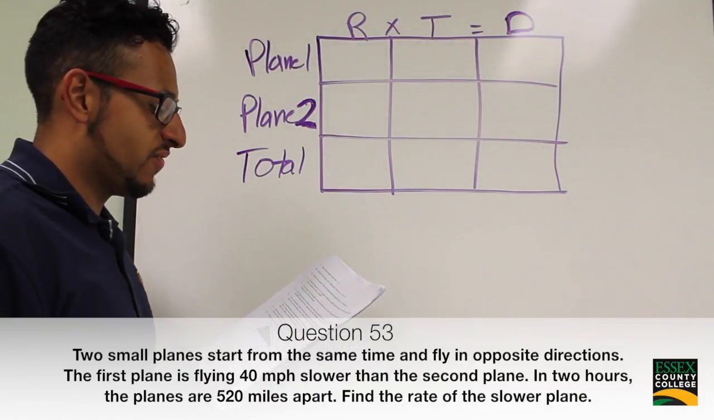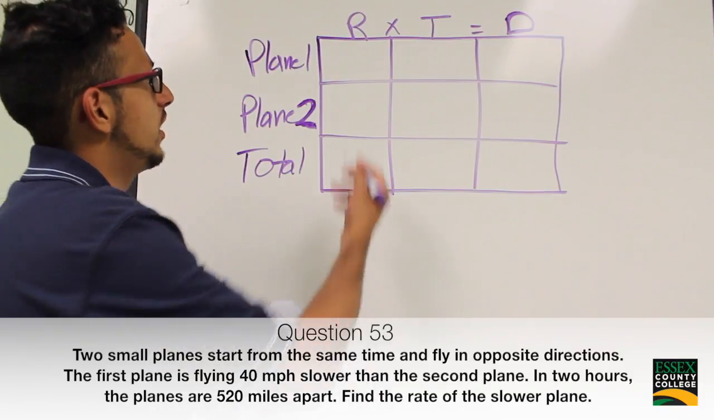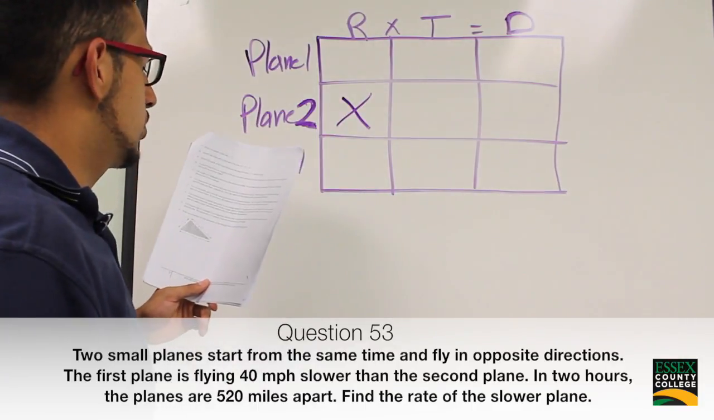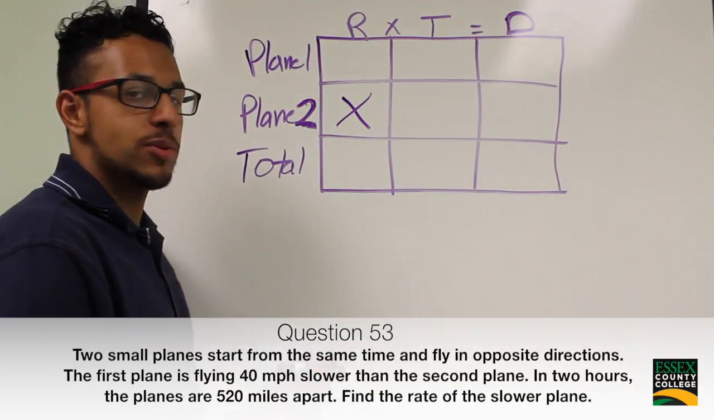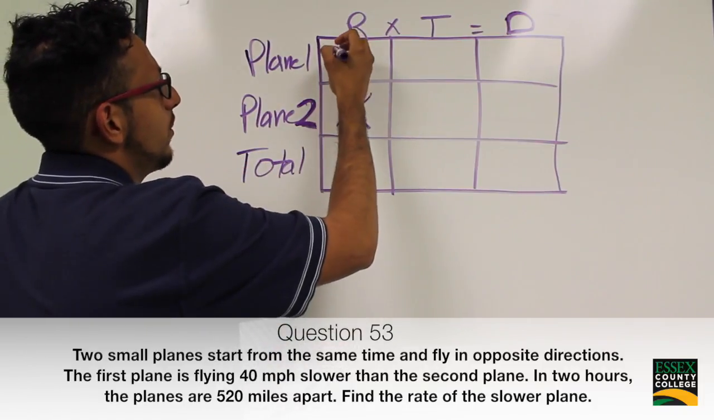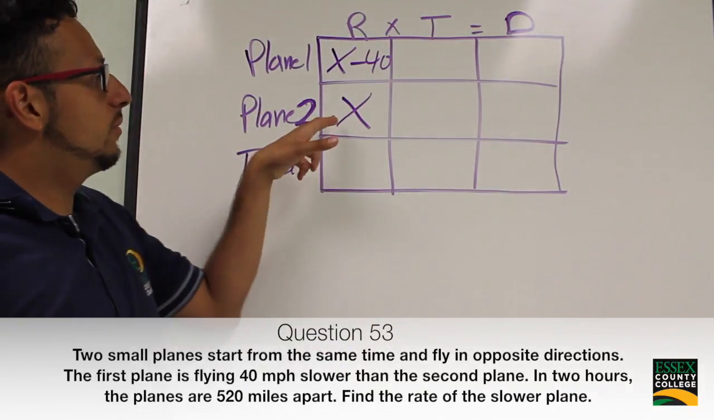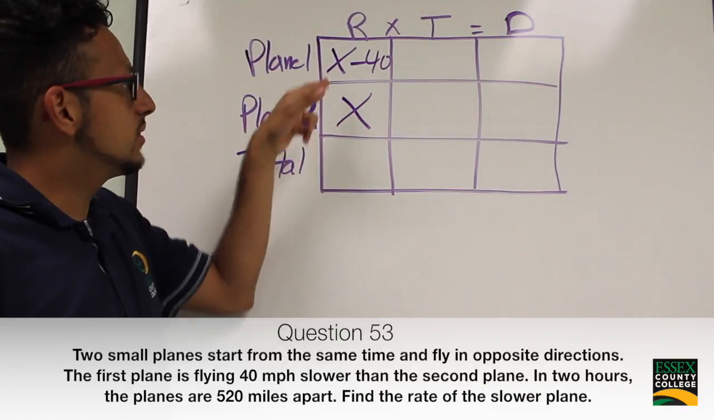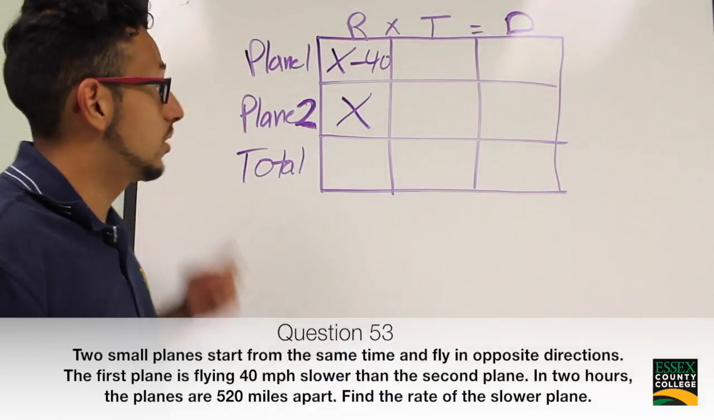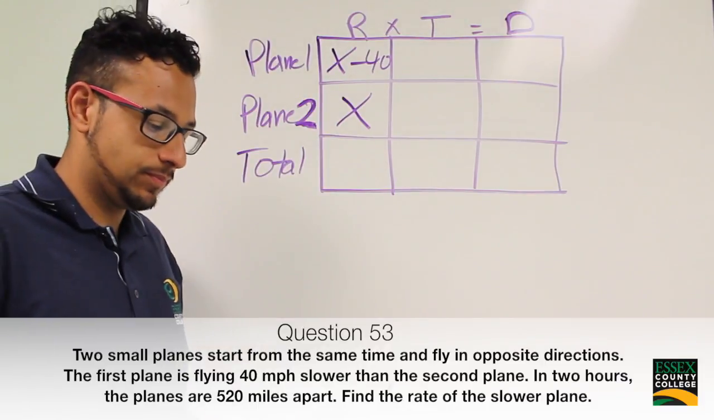It says the first plane is flying 40 miles per hour slower than the second plane. So they don't give us the rate for either plane. But they say the first plane, which is the slower plane, is 40 miles per hour slower than the second plane. So if the second plane's rate is x, to write 40 miles slower, this is just x minus 40, because whatever the rate for the second plane is, the first plane is that minus 40. So the keyword slower means to subtract 40.